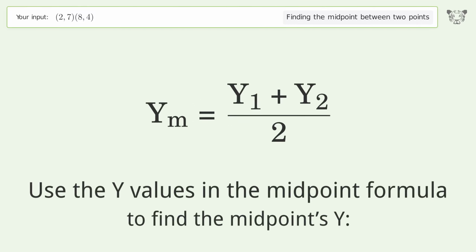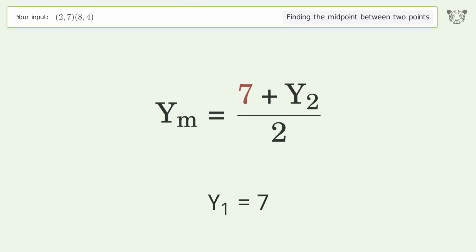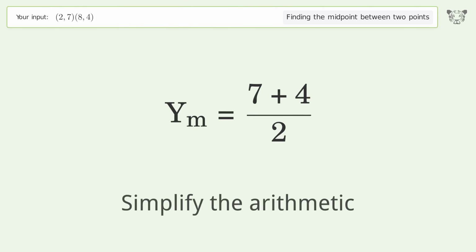Use the y values in the midpoint formula to find the midpoint's y. y1 equals 7. y2 equals 4. Simplify the arithmetic.